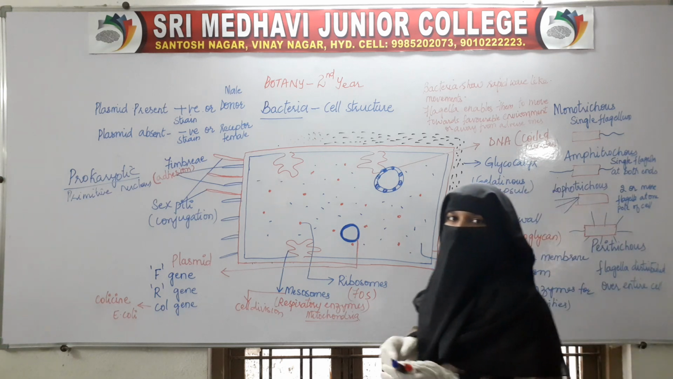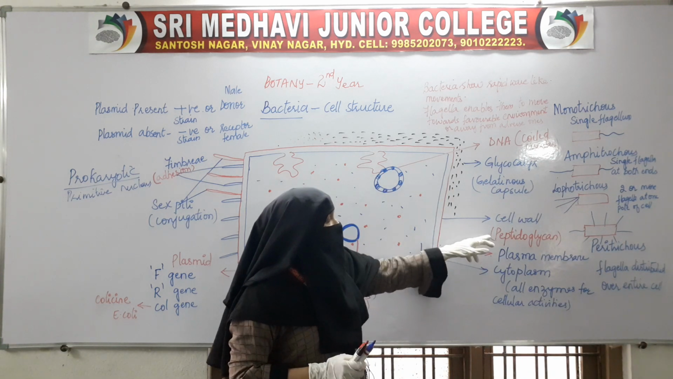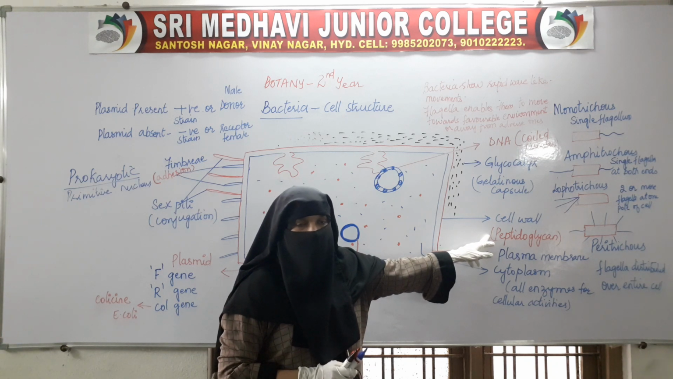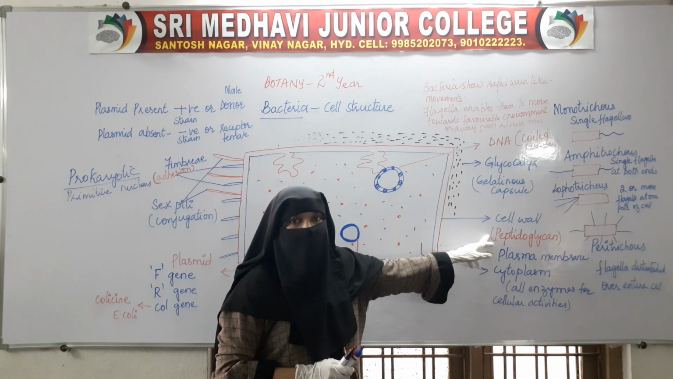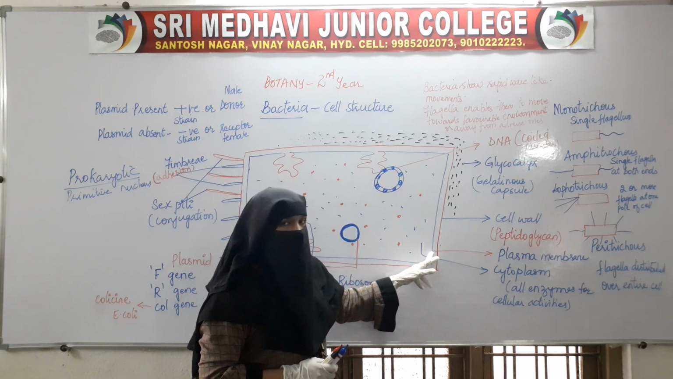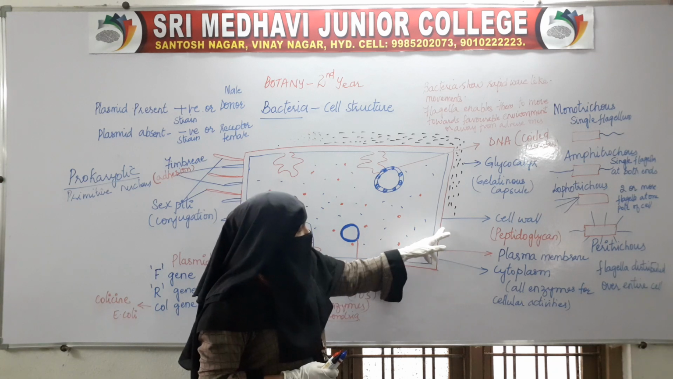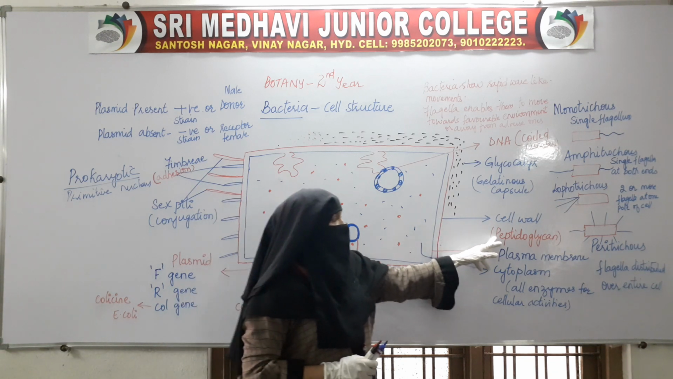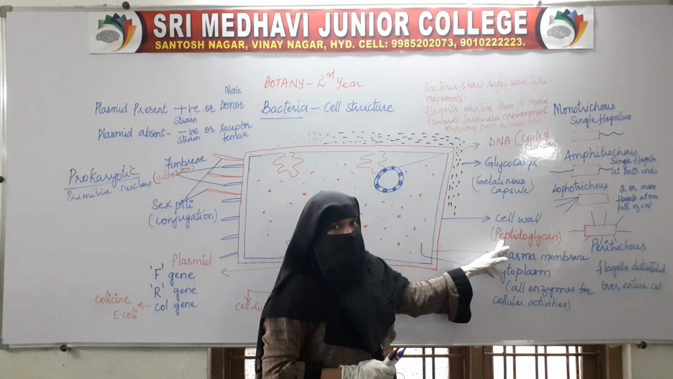The cell wall in bacteria is made up of peptidoglycan. So, first they will have a plasma membrane, and surrounding the plasma membrane, the bacteria will be having a cell wall which is made up of peptidoglycan.